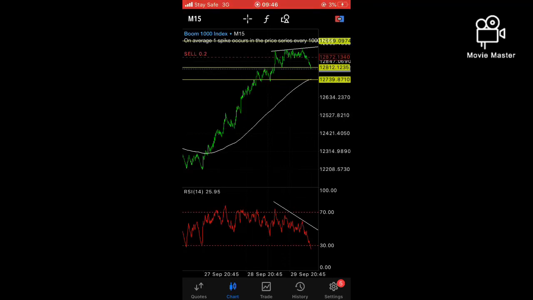So on today's episode, guys, like I said, I'm going to teach you how you can trade Boom and Crash and volatilities. If you can remember, the signal I gave lastly on Step Index was as a result of a hidden bullish divergence that I spotted on the M5 of Step Index.